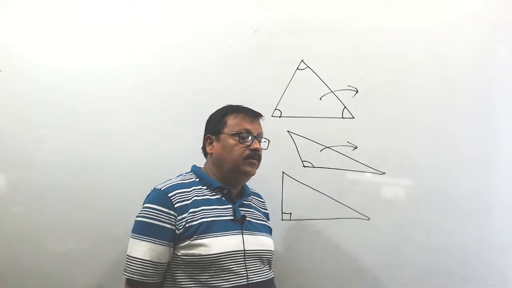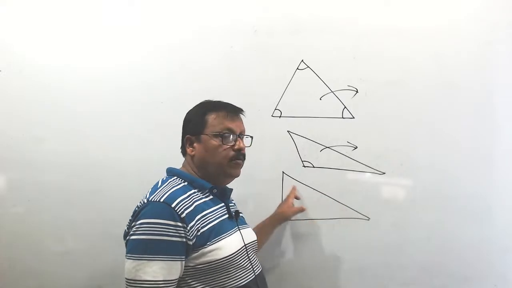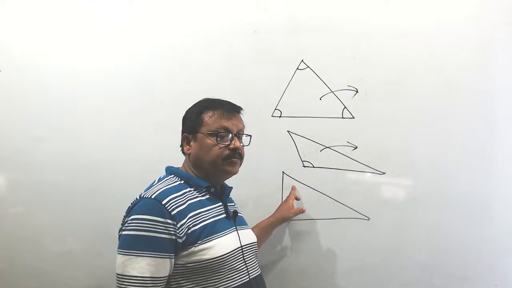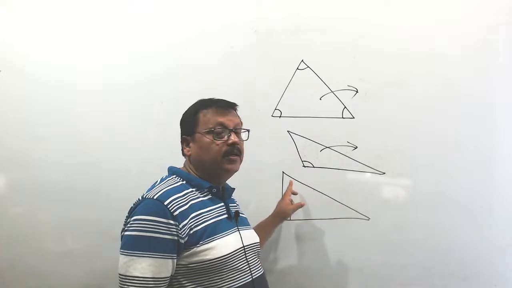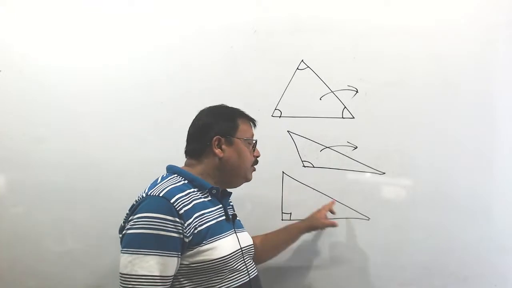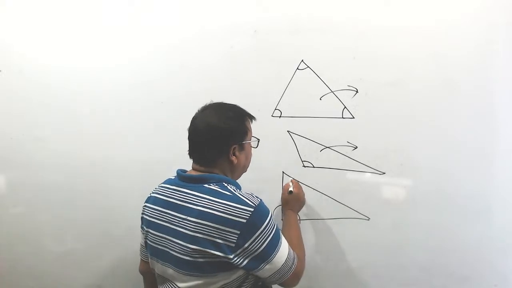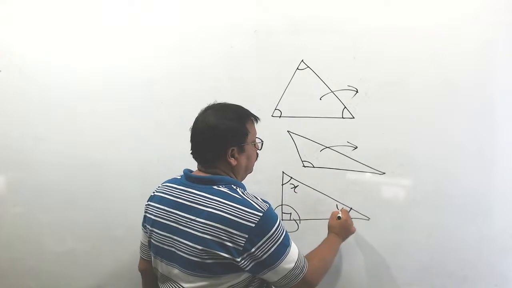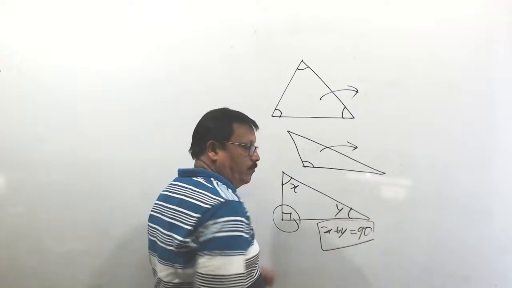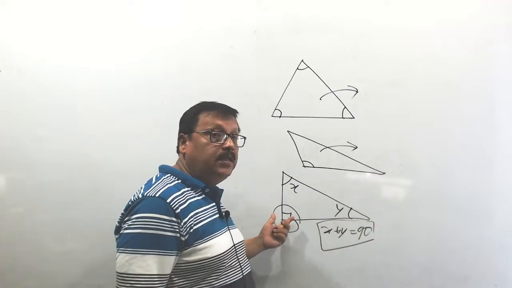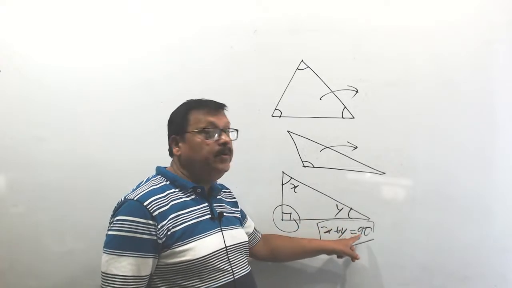Yes, you can write, no problem. One angle is 90 degrees, but of the rest two, can any one be 90 degrees? Is it possible? No, because the sum of three angles is 180 degrees. If one angle is 90, then the sum of the rest, that is x plus y, is equal to 90 degrees. Remember, if in a triangle one angle is 90, that is a right angle triangle, then the sum of the rest angles will be 90 degrees.